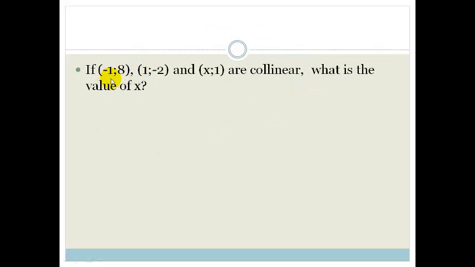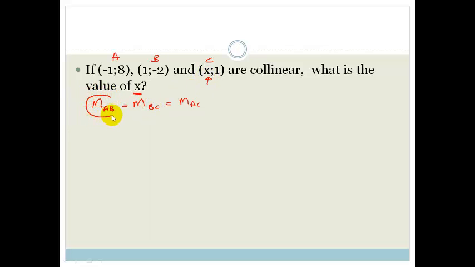It says, if (-1, 8), (1, -2), and (x, 1) are collinear, what is the value of x? So I'm going to call this point A, this point B, and this point C. Now, what do we know? We know that if these are collinear, then the gradient of AB has to be equal to the gradient of BC, which also, just for fun, has to be equal to the gradient of AC. They all have to be the same gradient because they're all on the same line. So they've asked us to work out what x is if it is collinear.